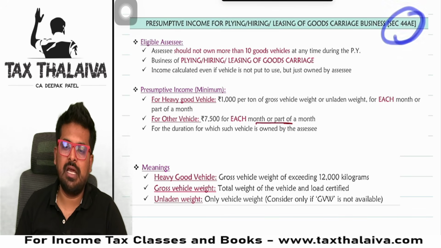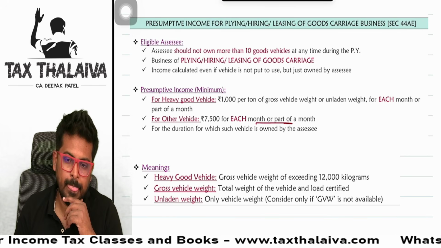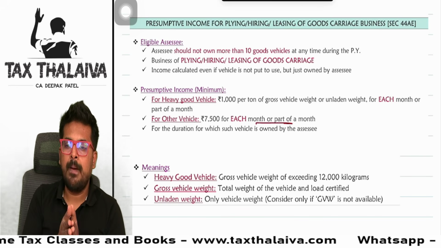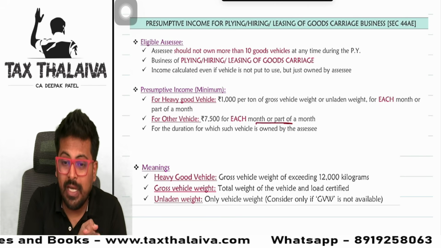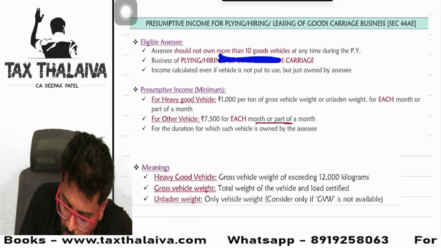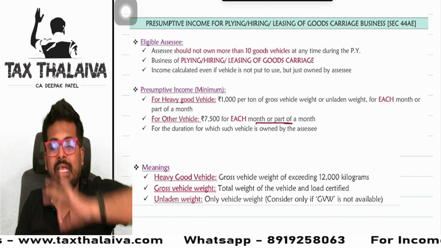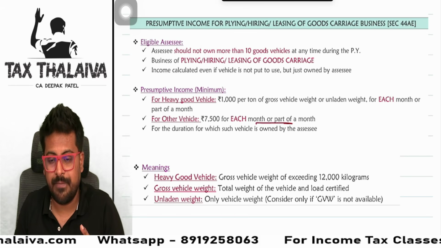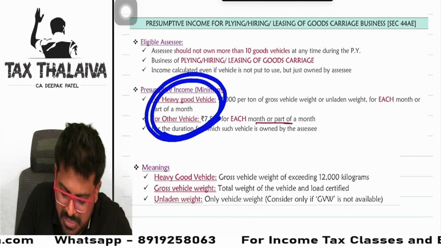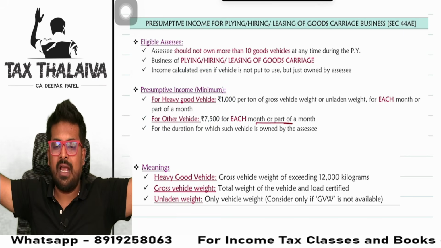44AE benefit they can avail. Now what is 44AE? If you are in the goods carriage business, and if you are owning not more than 10 goods vehicles at any time during the year, in that case you can offer this presumptive income and the government will accept it.